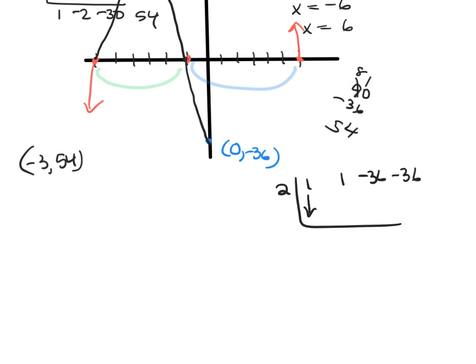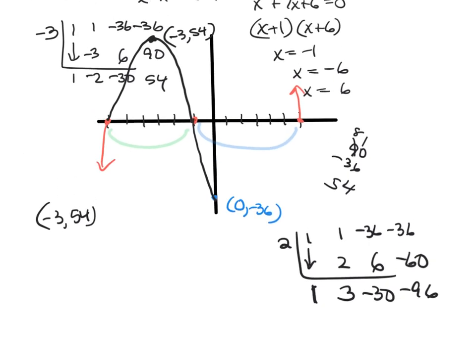So let's go ahead and bring this down. Multiply, multiply, -60, and I get -96. So then this one's going to come down a little bit lower and then eventually catch up.